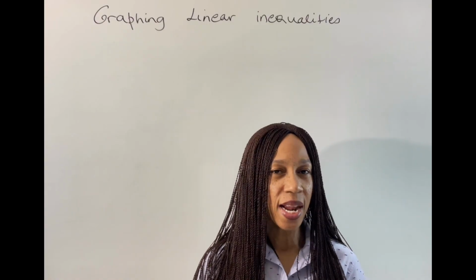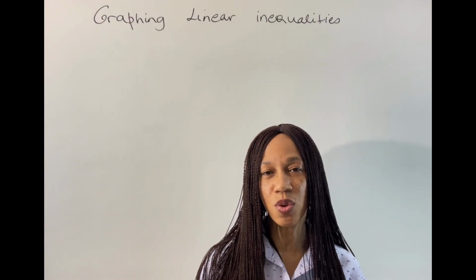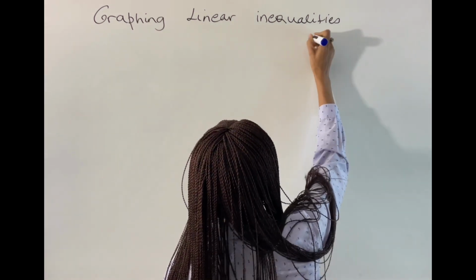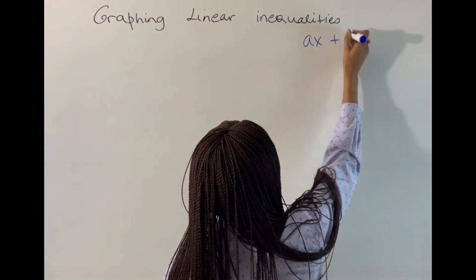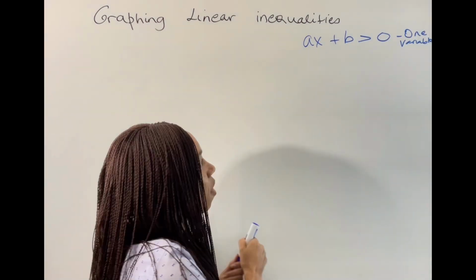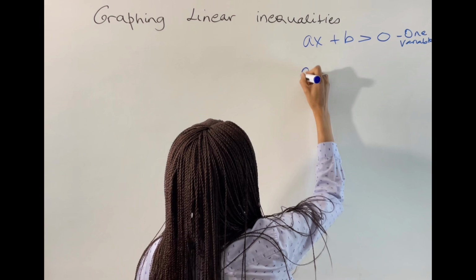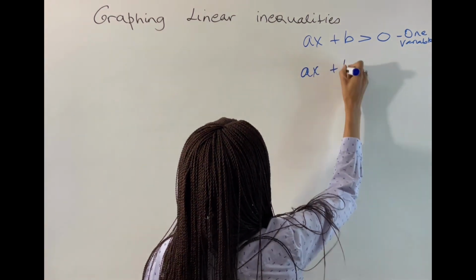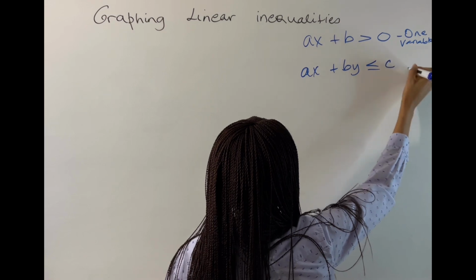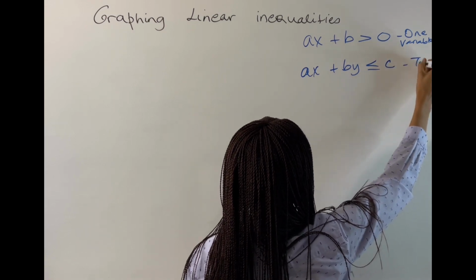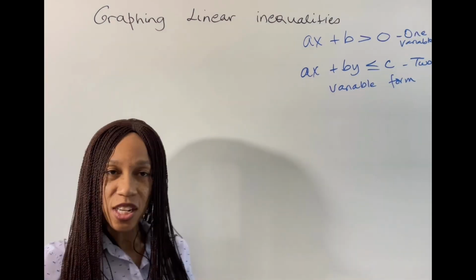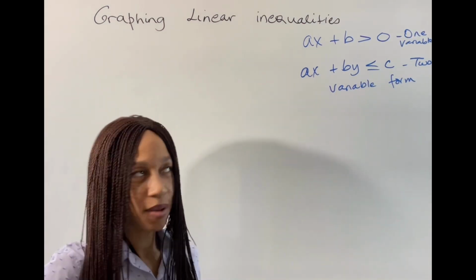Sometimes a linear inequality is given to you in one variable, and that is what it's going to look like if it is ax plus b greater than 0. That's the one variable form. The two variable form would be ax plus by less than or equal to c. And this is what we call the two variable form. Let's learn about the four inequality symbols.